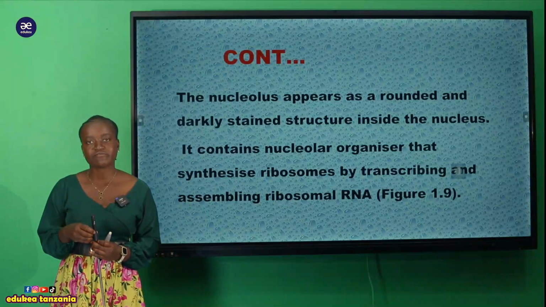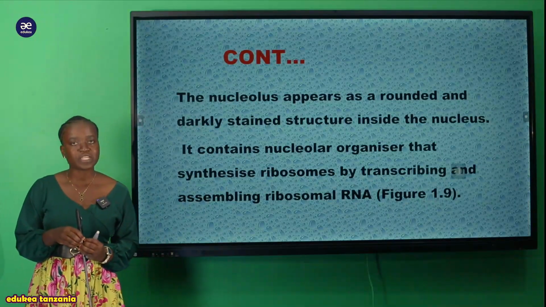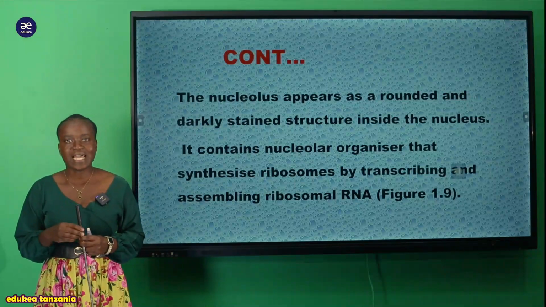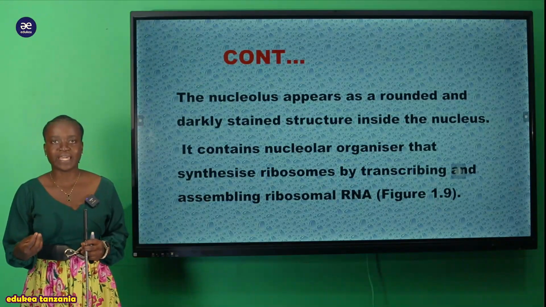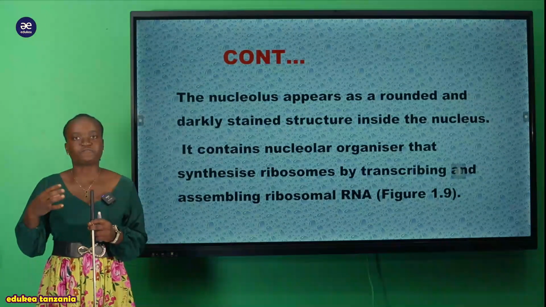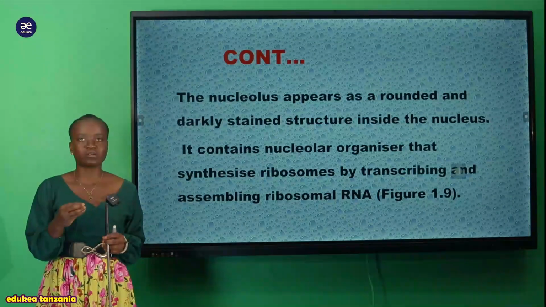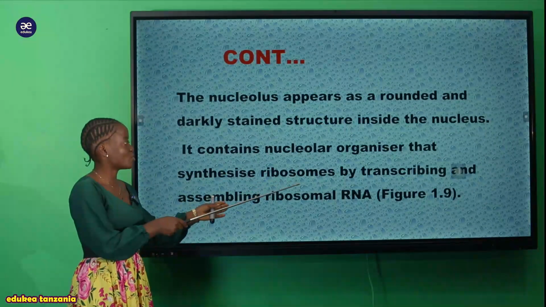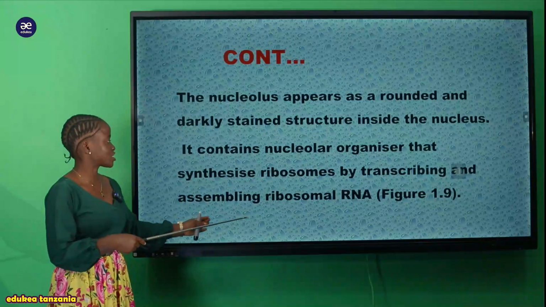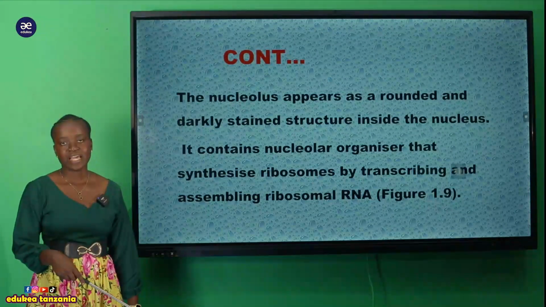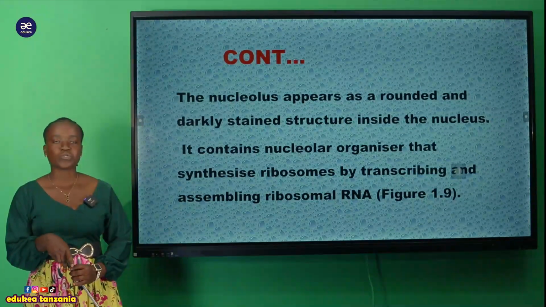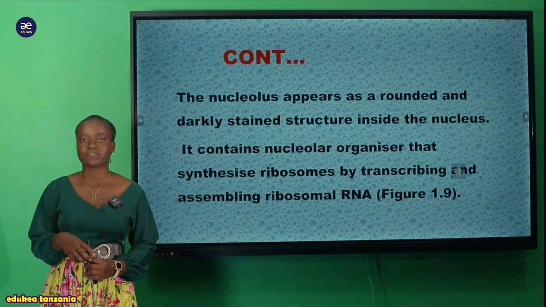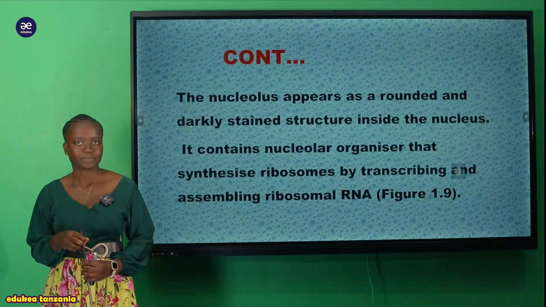Remember, my students, we have seen that the ribosome's main function is protein synthesis. So now, how is a protein made? So the manufacturing of protein within the nucleolus inakuwaje? That's why here we have seen that it synthesizes ribosomes by transcribing and assembling ribosomal RNA. Hizo ndizo ambazo baadaye zinakuja kutengeneza sasa ile protein ambayo inapatikana within the cell.